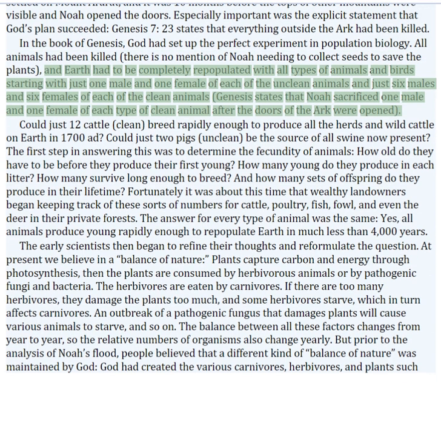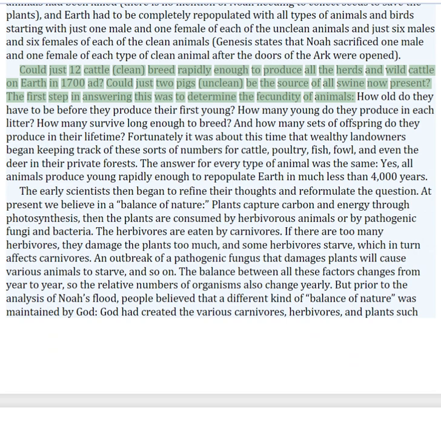And Earth had to be completely repopulated with all types of animals and birds, starting with just 1 male and 1 female of each of the unclean animals and just 6 males and 6 females of each of the clean animals. Could just 12 cattle breed rapidly enough to produce all the herds and wild cattle on Earth in 1700 AD? Could just 2 pigs be the source of all swine now present?